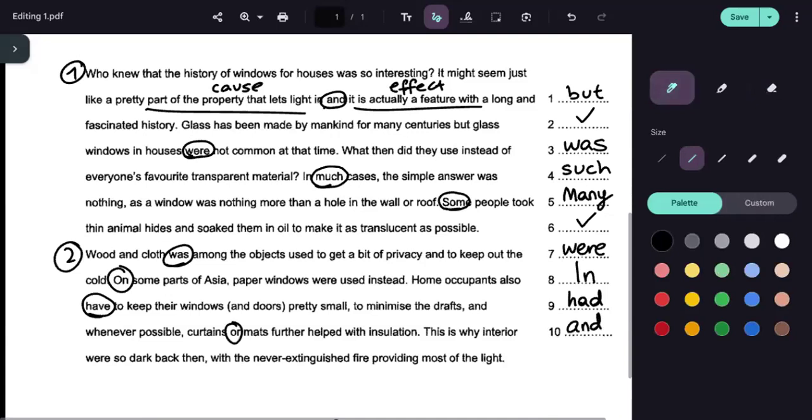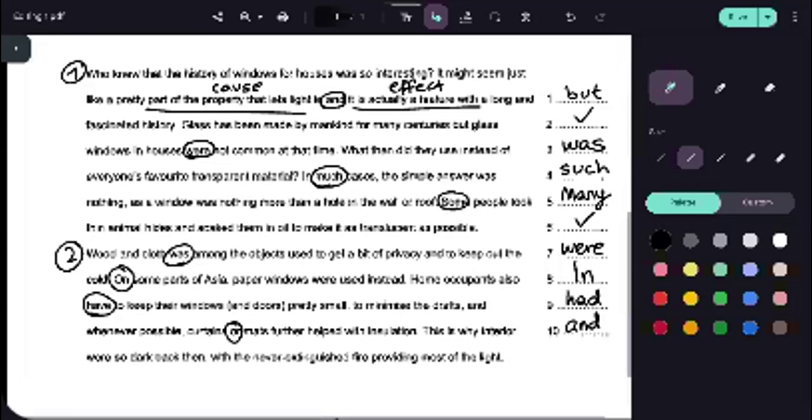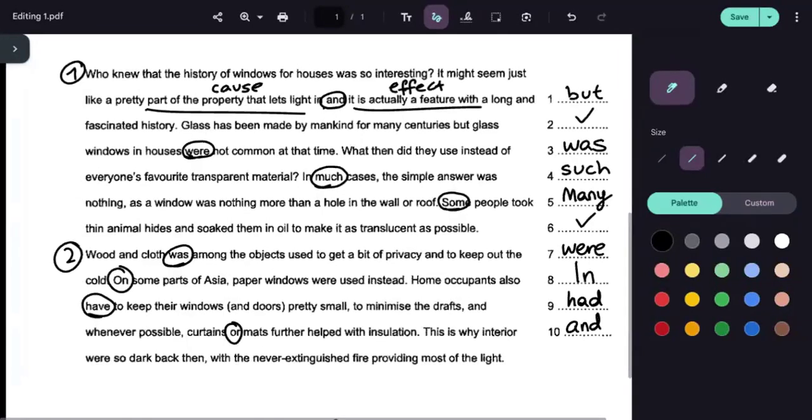"Curtains and mats further help with insulation. This is why interior was so dark back then, with the never extinguished fire providing most of the light." Any questions up to this point? If you don't have any, let's move on to the next practice, which I believe will be Editing 2. Please hold on while I get it ready.